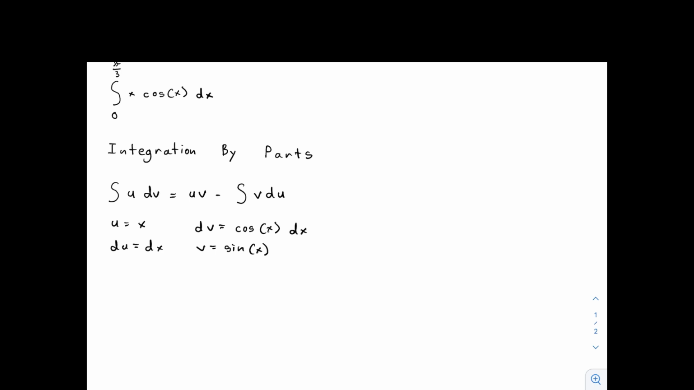So by applying the standard integration by parts formula, we get x times the sine of x evaluated between 0 and pi over 3, minus the integral of sine x dx, again between 0 and pi over 3.